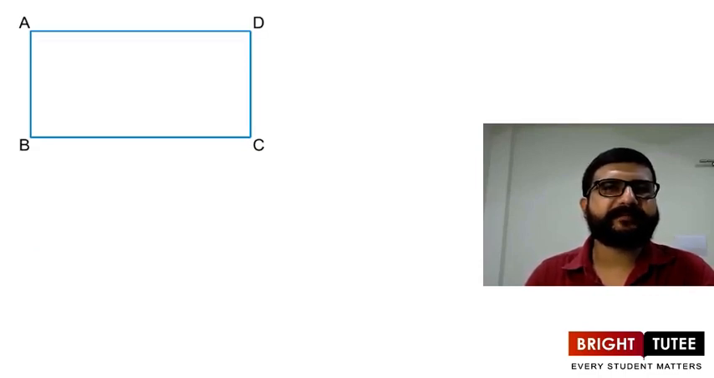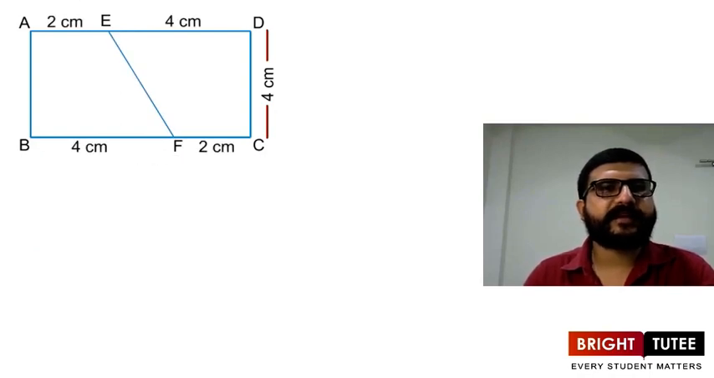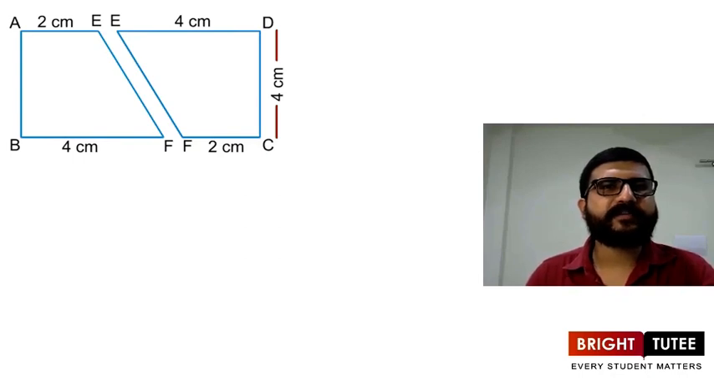Now let's consider this example. Here we are having rectangle ABCD, in which one of the side lengths is 6 centimeters and another is 4 centimeters. And this rectangle has been divided into two parts using the line EF. Now here as we can see, AE is equal to CF and BF is equal to DE. So what do you think about these two parts?